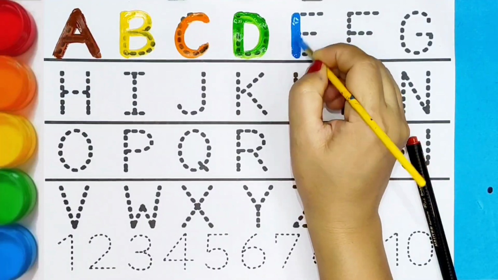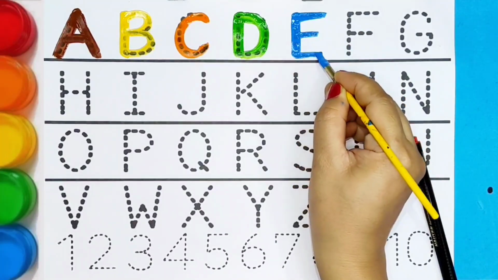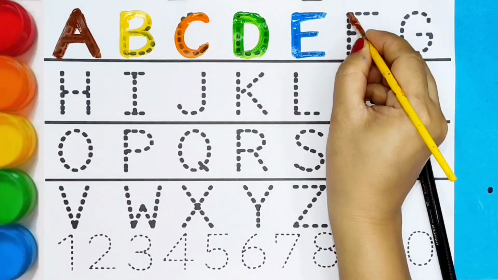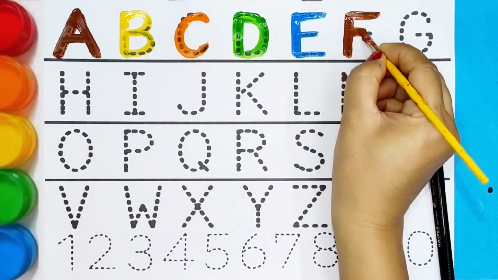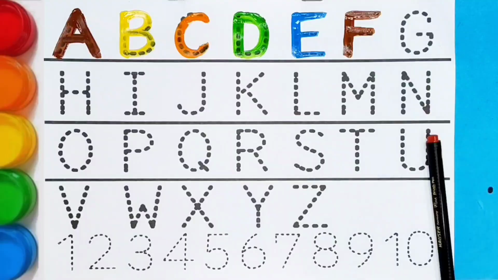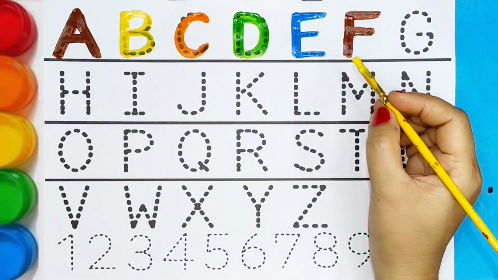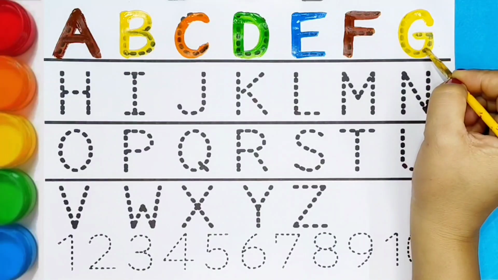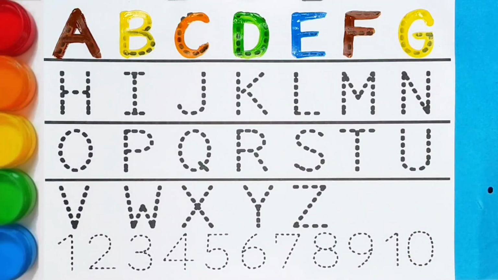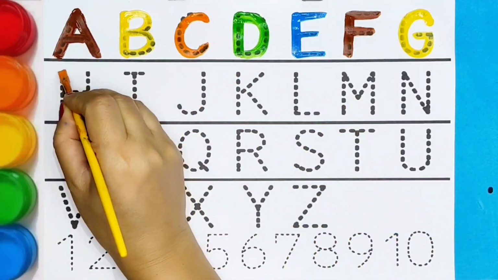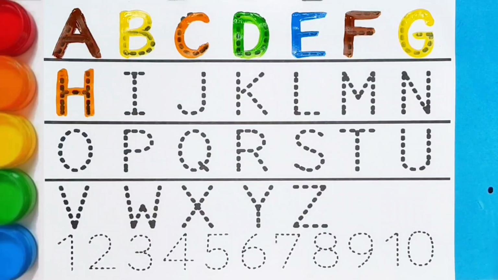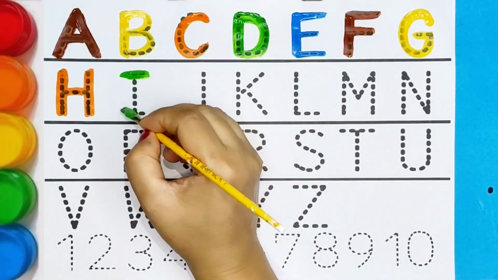Sky blue color. E. E for elephant. Brown color. F. F for frog. Yellow color. G. G for goat. Orange color. H. H for hand. Light green color.